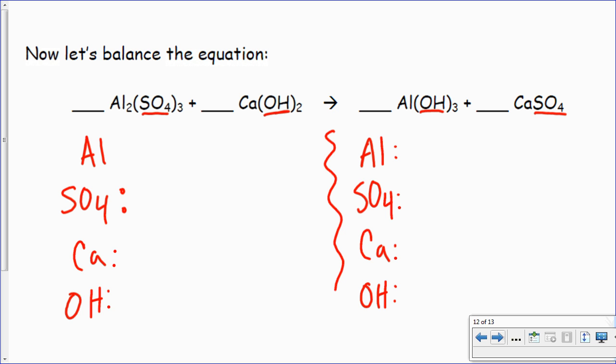So over here on the left side, I got 2 aluminums times 1, so that's 2. I got 3 SO4s, I got 1 calcium, and I have 2 hydroxides, OHs. On the right side, I have 1 aluminum, 3 hydroxide, 1 calcium, and 1 SO4. From this point, it's count, coefficient, compare, repeat, over and over. And again, keep your polyatomic ions as a chunk.